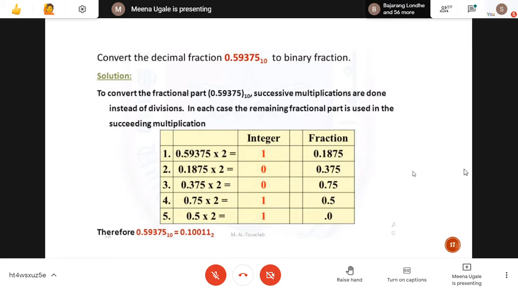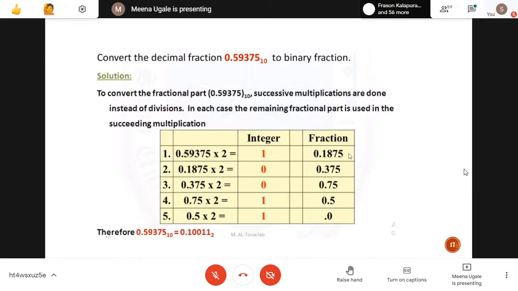Okay. Thank you. Now here I have written the same thing in another way in the tabular form. I have number 0.59375 in decimal, to the base 10. I'm going to convert it into equivalent binary. How am I doing it? Multiply it by 2. I'm getting answer 1.1875. Integer and fraction I have written here separately.